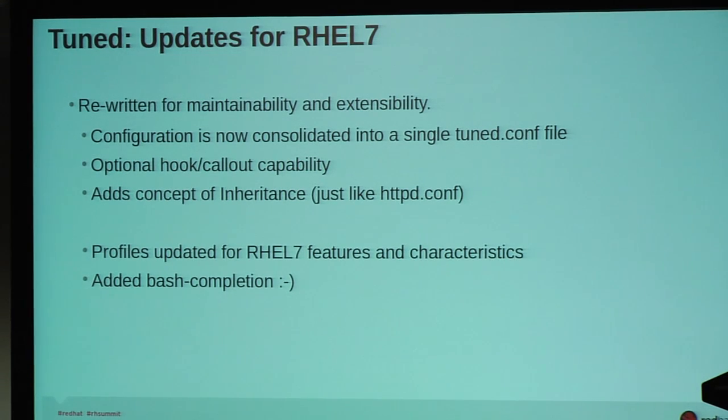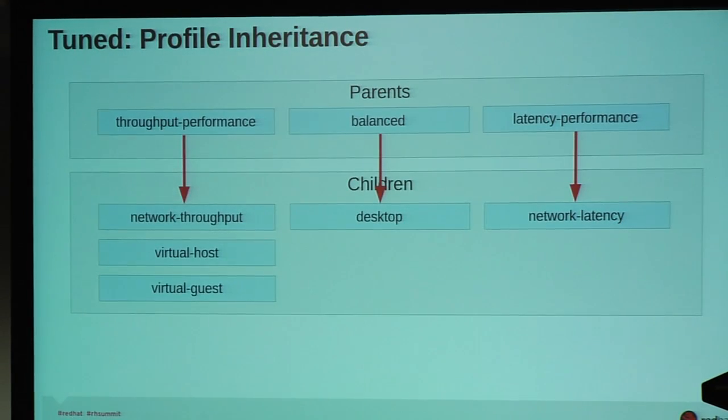RHEL 7 delivers a whole bunch of new features. Many of them are performance related, and the profiles have been updated to take advantage of those. Also bash completion if you're interested in that. So this is what the profiles look like right now. I mentioned the concept of inheritance. This shows you the 3 parent profiles and some children that inherit all of the tunings of the parents and then add some additional stuff on top.